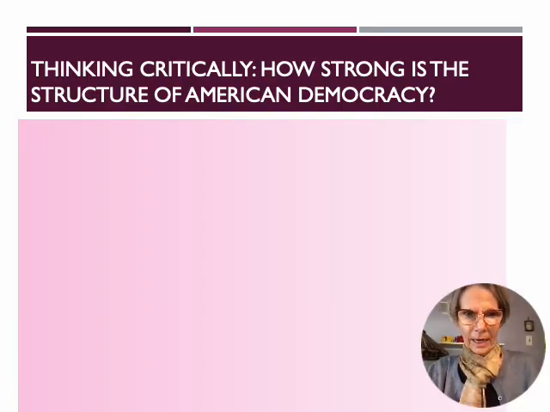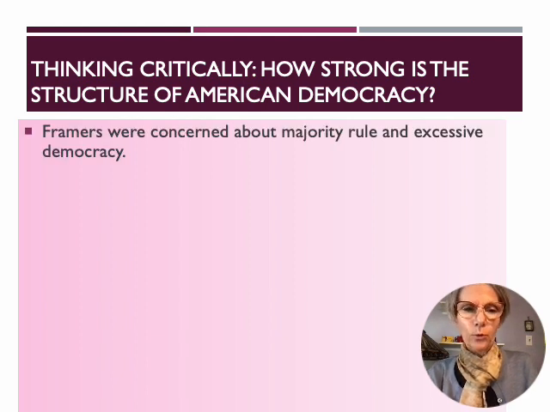So in conclusion, I'd like to talk a little bit about thinking critically about this architecture and maybe reflecting on how strong this structure of American democracy is. Now, the framers were really concerned about majority rule and excessive democracy. We were just talking about that. They wanted to make sure that the majority alone wasn't enough to get things done. You needed a supermajority, right? They also didn't want people to get a say, right? They were worried about lots of opportunities for the people to be directly heard.